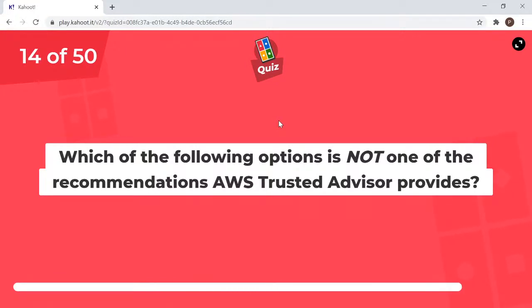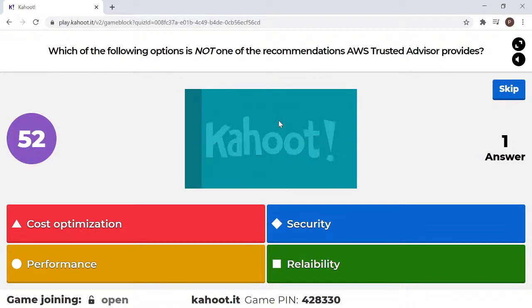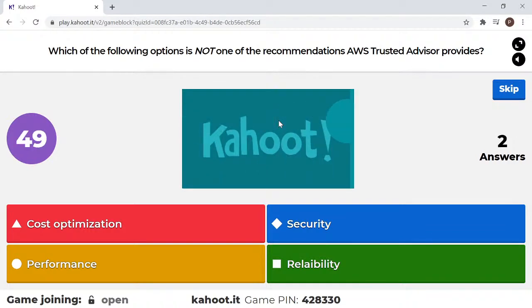Which of the following options is not one of the recommendations AWS Trusted Advisor provides? Cost optimization, security, performance, reliability. So AWS Trusted Advisor provides recommendations in 5 areas. Which one of these options is not one of them?